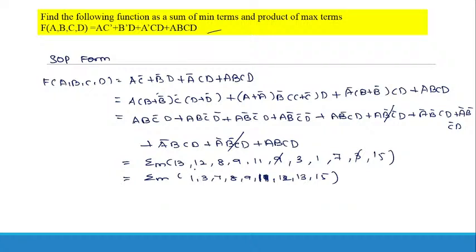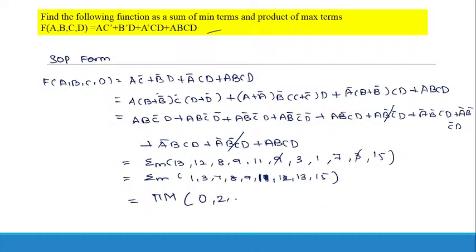So all the terms are there: 1, 3, 7, 8, 9, 11, 12, 13, 15. So this is the standard form of SOP. From this you can bring down the POS. Whatever is missing. 0 is missing. 1, 2 is missing. 3 is there, contributed by SOP. Whichever, 0, 2 is missing.